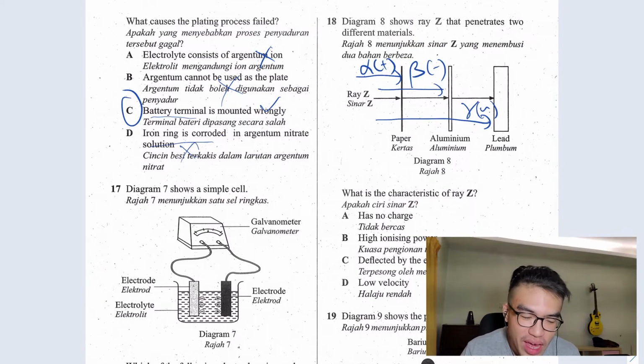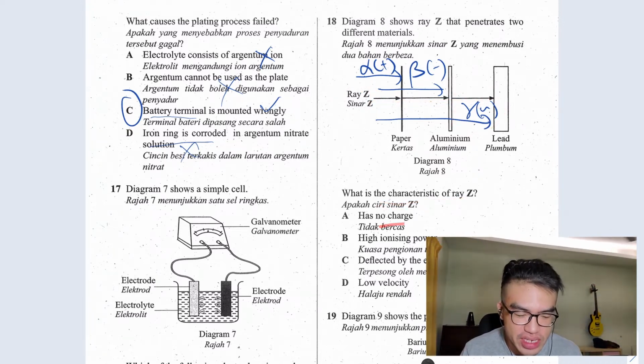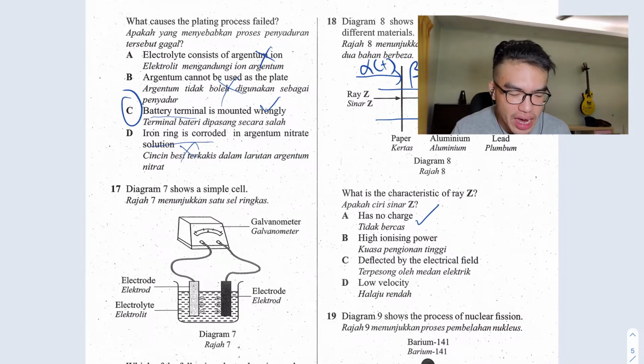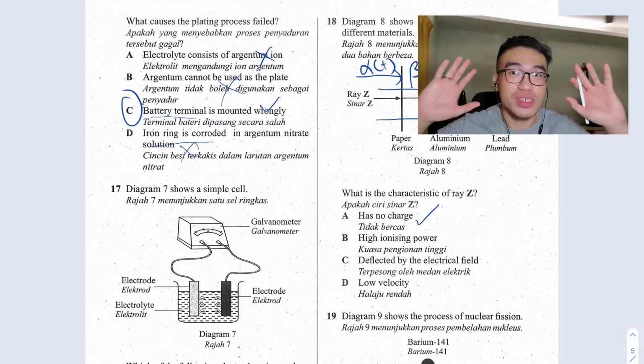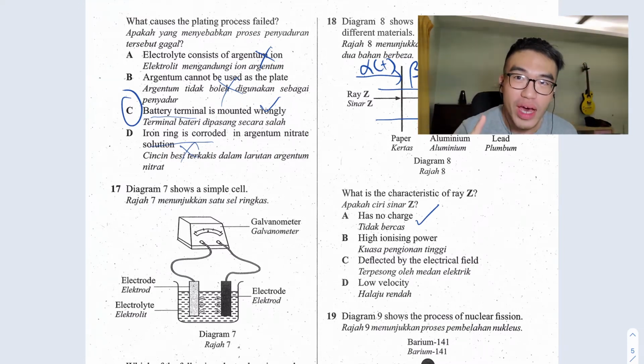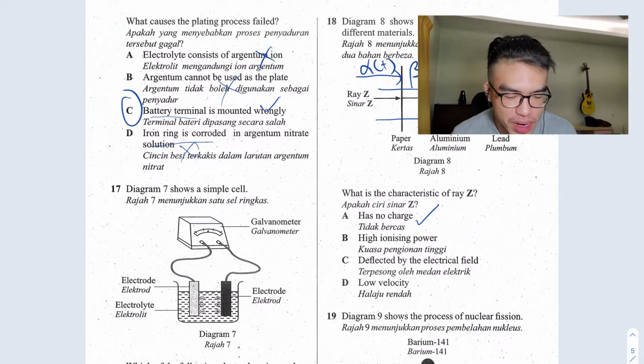So we know that ray Z here is definitely a gamma ray. So what is the characteristic of a gamma ray? It has no charge. Yes, this is correct. Has high ionizing power. Ionizing power is the ability to make your surrounding to become charged. Who has the highest ionizing power? That would be our alpha particle.